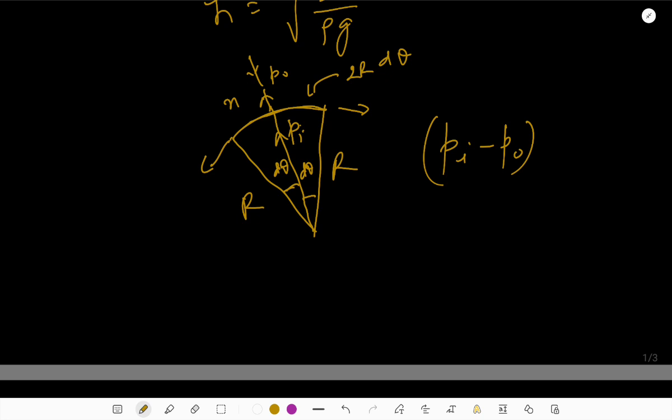Pressure force multiplied by length. I'm going to write here the total, not per unit length. And the length is this, and you can see here this length is R sine d theta. So the total length becomes 2R sine d theta. So this is the pressure multiplied by the length of this curved section.